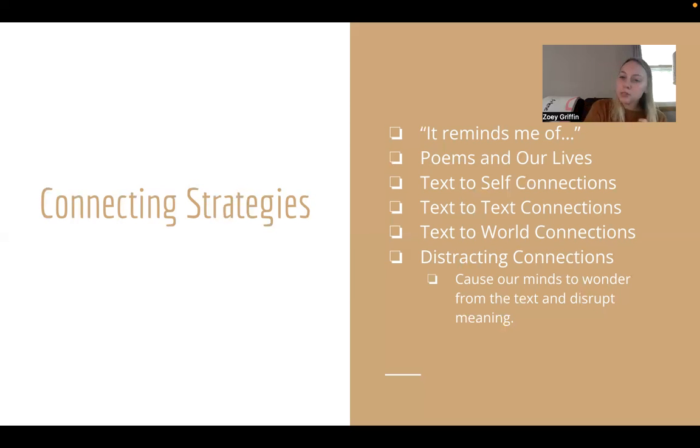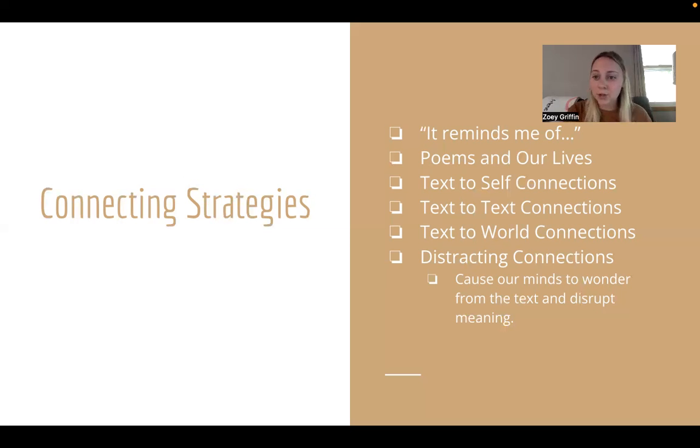It also talked about distracting connections, which I thought were very interesting. I had never heard of these before, and I really think it's a good teaching tool. So the distracting connections are the connections that cause our minds to wander elsewhere, and we lose the point of the story, the meaning of the text.